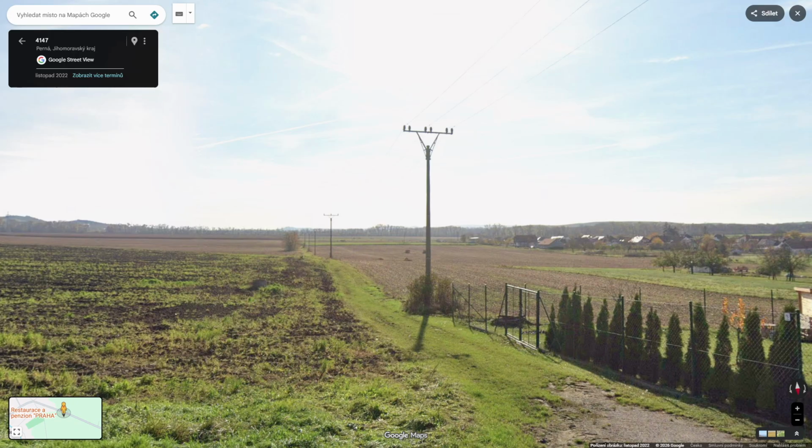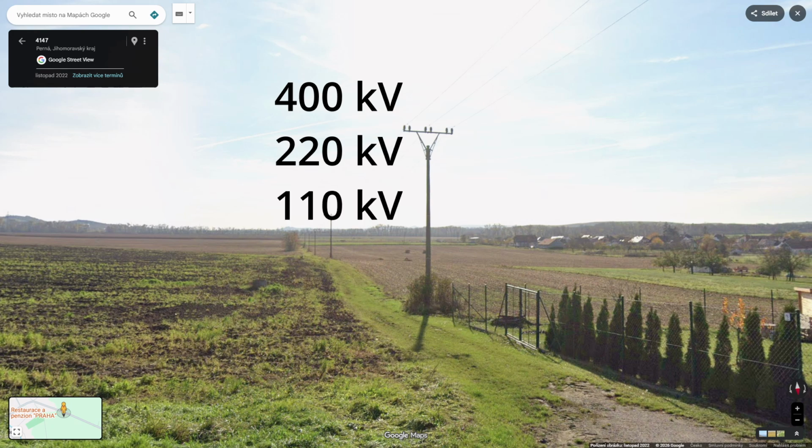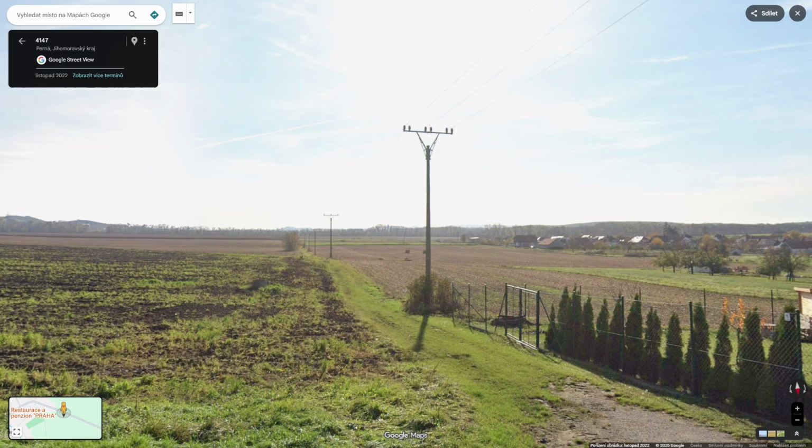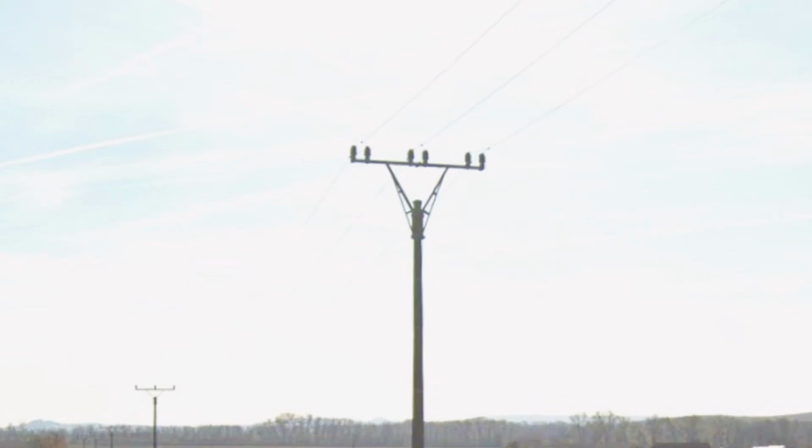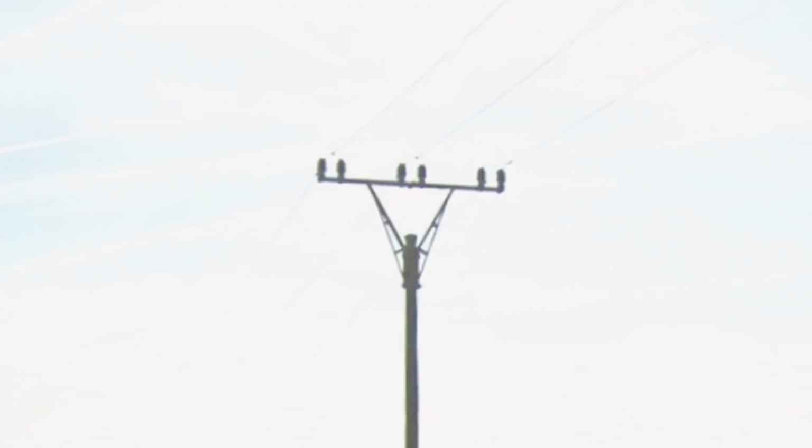This is where we start, medium voltage, typically around 22 kV. This is not the transmission grid that operates at levels like 400 kV or 220 kV and sometimes 110 kV. What we are looking at here is the distribution network, the part that actually delivers energy to consumers.